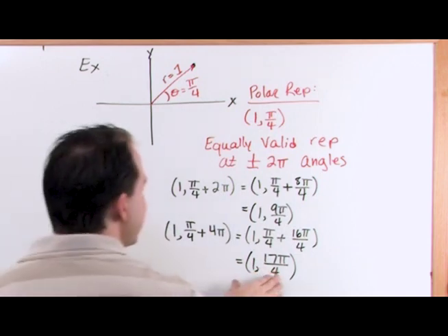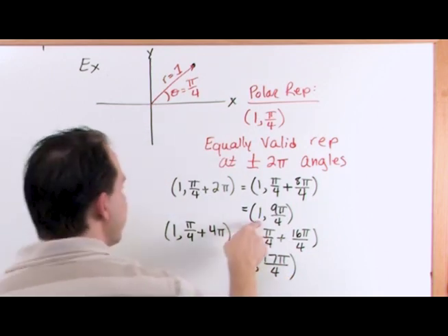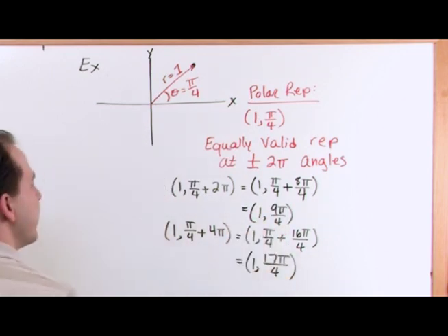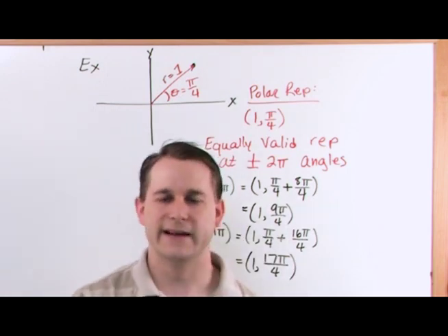So this representation, 1 comma 17 pi over 4 for the angle, this representation, 1 comma 9 pi over 4, and the original representation, they look different, but they're exactly the same thing.